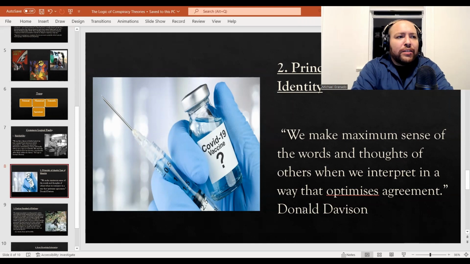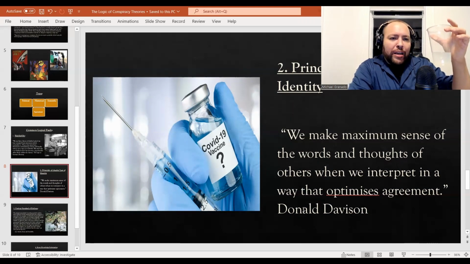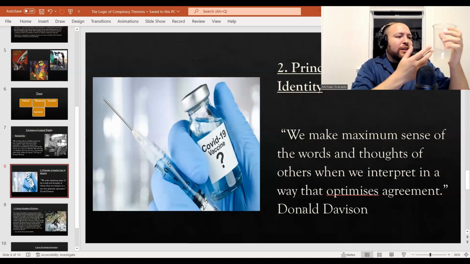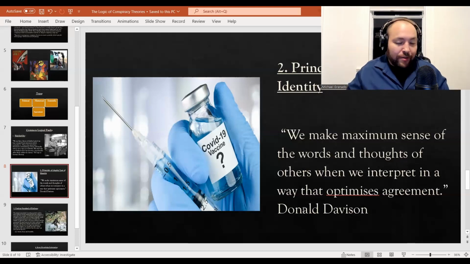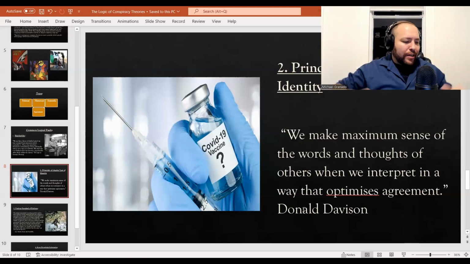The law of identity states that if I say this is a cup, what I mean by that is that this is a cup. If we're having an argument, I can't say this is a cup in one premise and then turn around and say that this is not a cup in another premise. That's a very simplistic way of thinking about it. The law of charity is an extension of that.